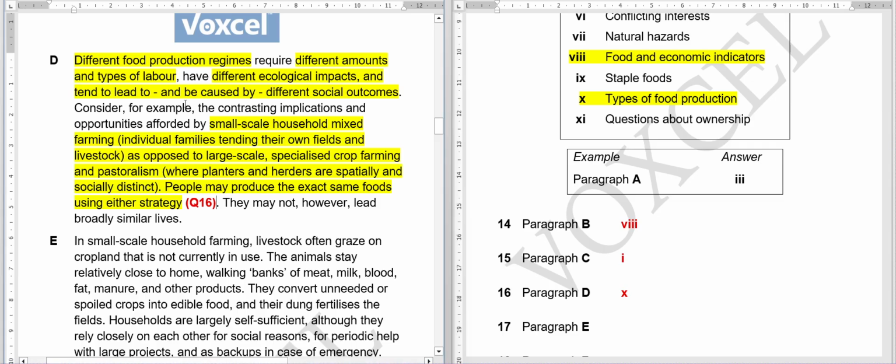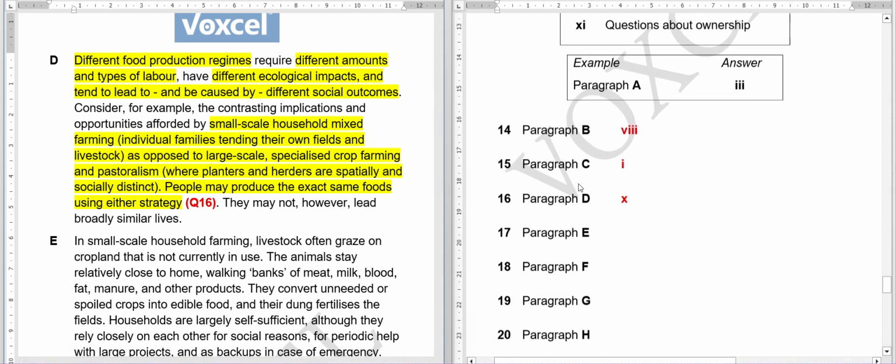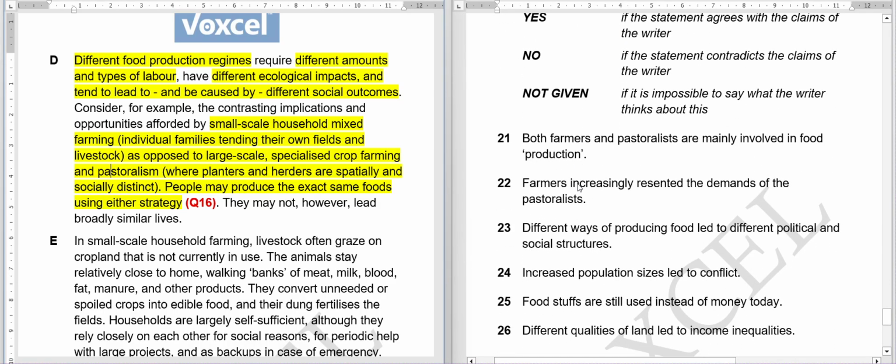Okay. So now there is mention of pastoralism here. Now let's see question number 21. Both farmers and pastoralists are mainly involved in food production. Is the answer in this particular paragraph or not? You have around 5 seconds to tell me about this, and time starts now. Okay, time's up. Is our answer in this paragraph or not? No, because there is no mention of whether farmers and pastoralists are both involved in this or not. So we will reserve our question for the later paragraphs.